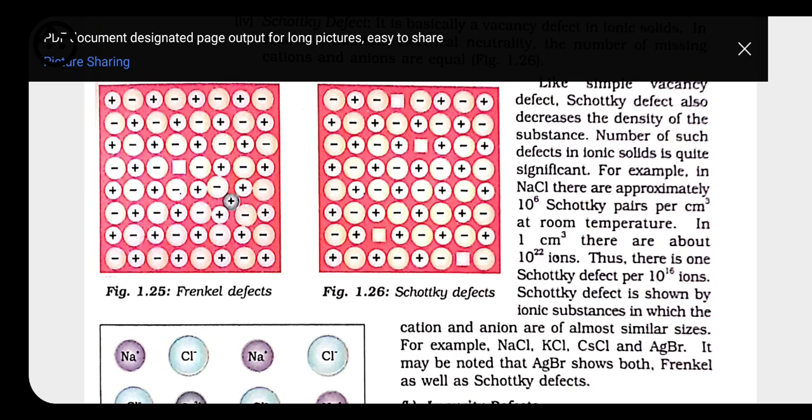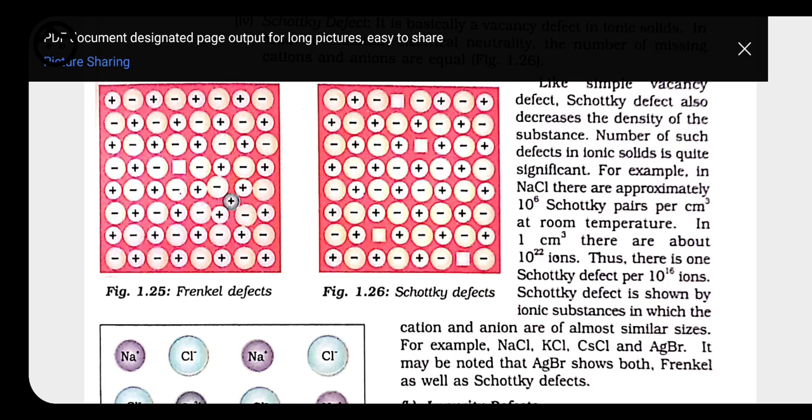See, in the fourth row, here we have one positive ion displaced from its place and taken to an interstitial site. So Frenkel defect is a defect in which an atom is displaced from its accurate position and takes an interstitial site in between the space of the atoms. It does not get away from the crystal, it is present inside the crystal only, but it is displaced from its actual place and takes another place, that is an interstitial place. So this type of defect is called a Frenkel defect.